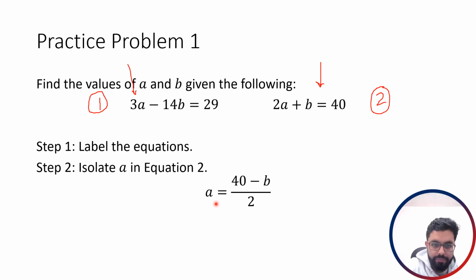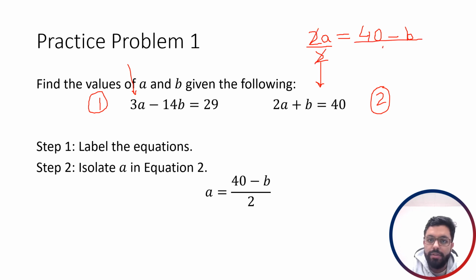If I do that, I get a is equal to 40 minus b, all divided by 2. So how do I get that? That's by first subtracting b from both sides. So we get 2a is equal to 40 minus b. And then you divide both sides by 2. So you divide this by 2, and then the 2's disappear, and then you divide that side by 2, and that's how you get a is equal to 40 minus b, all divided by 2, which is this expression right here.